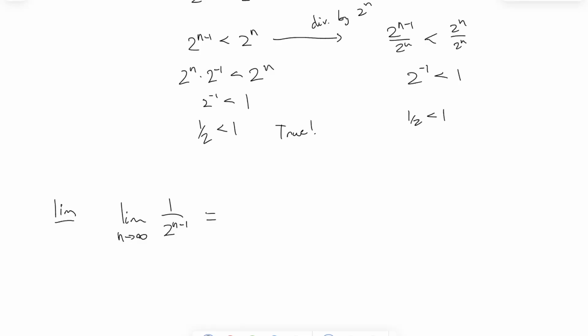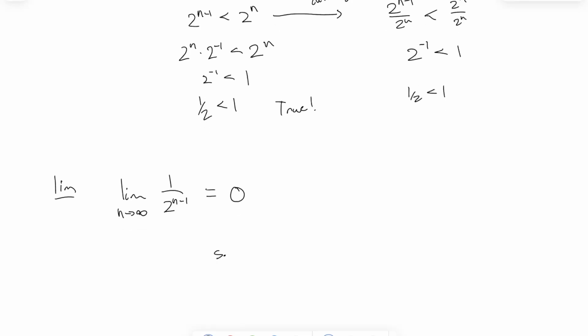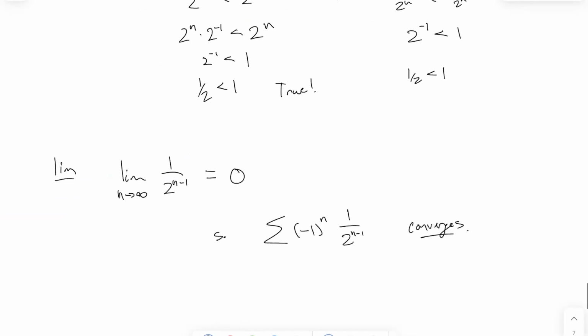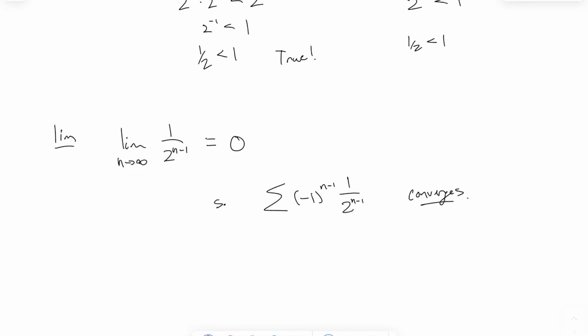And so these two things together mean that the alternating series, minus 1 to the n times 1 over 2 to the n minus 1, converges. Sorry, I think we started with a positive, so this also needs to be a minus 1. It doesn't matter. They both converge, but I just changed the exponent here. All right, this is the alternating series test.